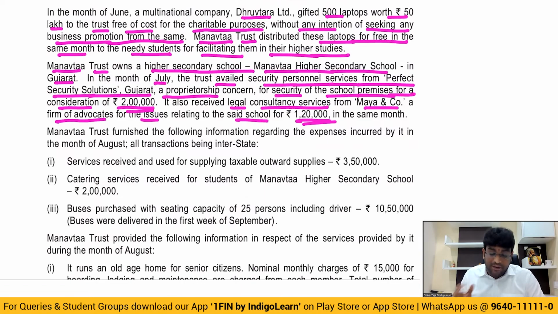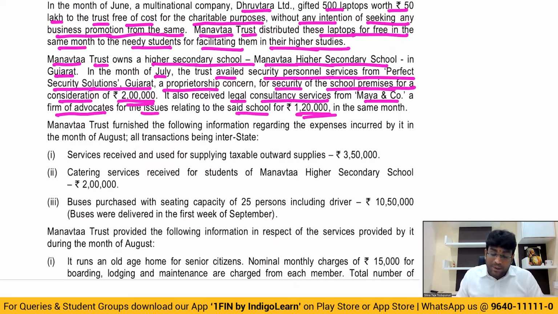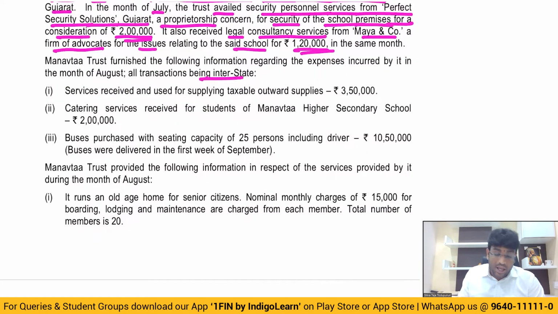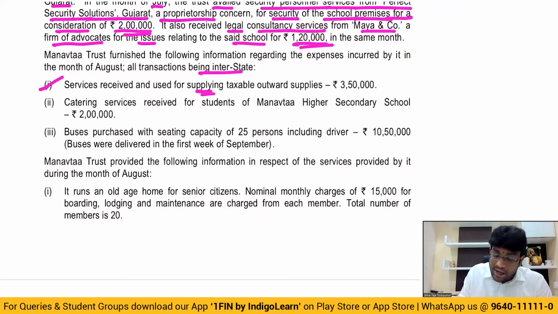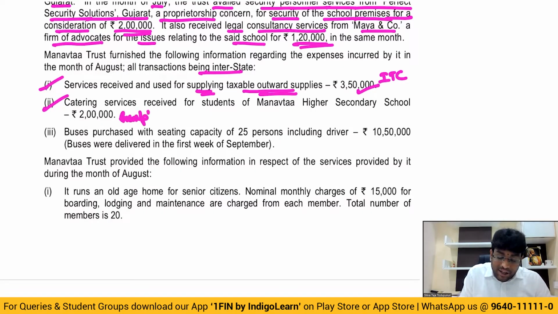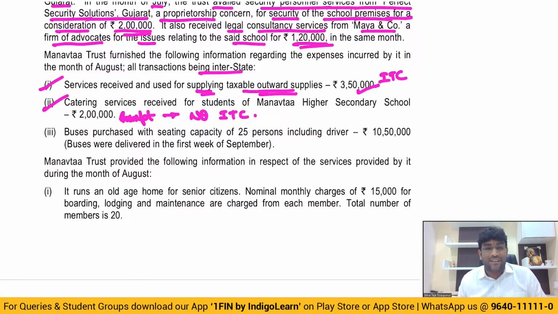Next point. Manavta Trust furnished the following information regarding expenses incurred by it in the month of August. And all the transactions are what, my dear friends? Interstate. Service received and used for supplying taxable outward supply, 3,50,000. Once it is taxable outward supply, we can definitely take input tax credit. No problem. Next. Catering service received for students of Manavta Higher Secondary School. Let me tell you, that service is exempt. And once the service is exempt, my dear friends, there is no question of input tax credit. Are we getting clarity, everybody?